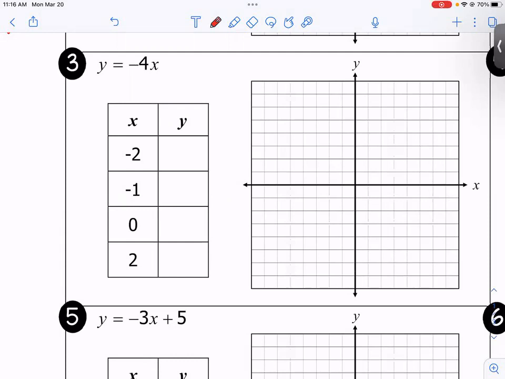You really work on that together? So it would be a positive 8 because we would multiply. Negative 4 times negative 2 would be a positive 8. Okay. So we're multiplying. Okay, this is y equals negative 4x. What operation is between the negative 4 and the x? Multiplication. Yep.